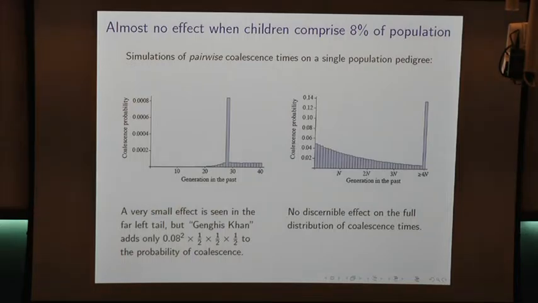If I look across the entire distribution of coalescence times, instead of just looking over the first 40 generations, looking over a long, long time, N was 10,000 in the simulations. I can't see that at all, right? That 0.008 extra bit is in this bin right here, and I just can't see it. So it's very close to the exponential distribution that I would predict from the coalescent model.